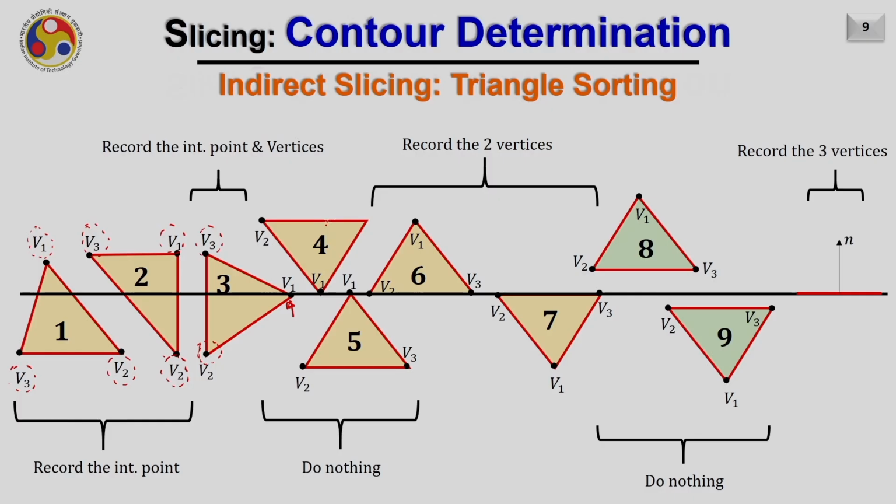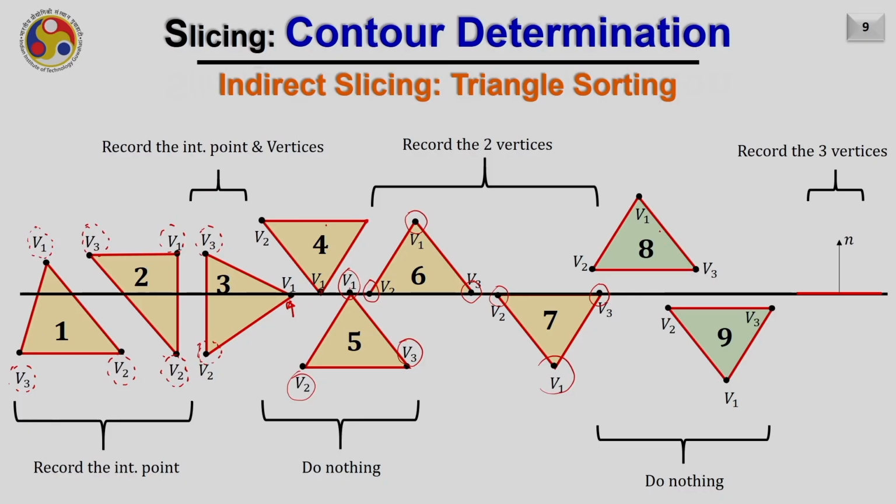The fourth case could be that two vertices are above the slicing plane and one vertex is exactly on the slicing plane. Similarly, another case could be one vertex is exactly on the slicing plane and two vertices are below the slicing plane. The sixth case could be two vertices are exactly on the slicing plane and one vertex is above the slicing plane. Then a reverse of this could be possible, like two vertices are exactly on the slicing plane and one vertex is below the slicing plane.